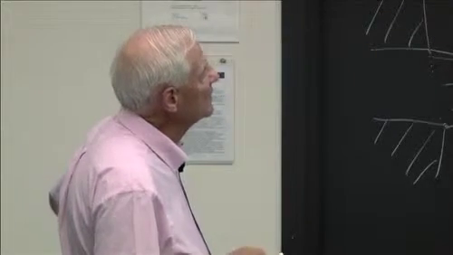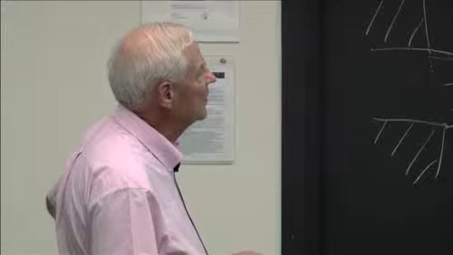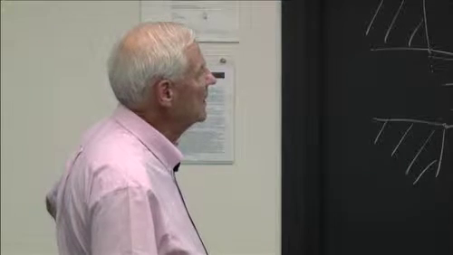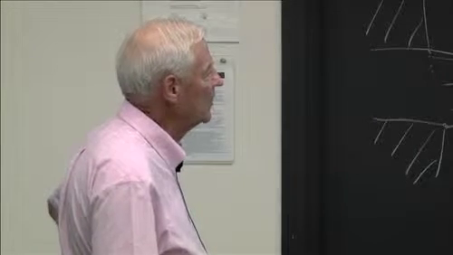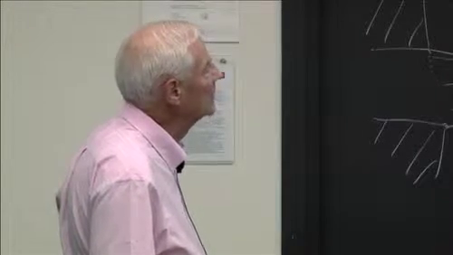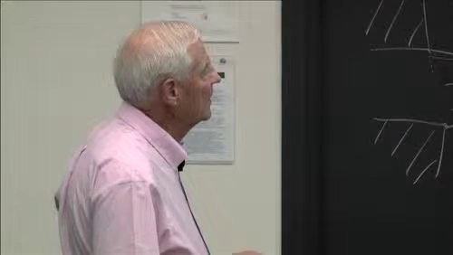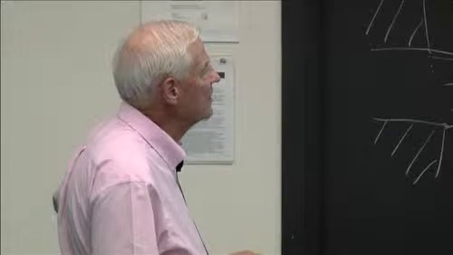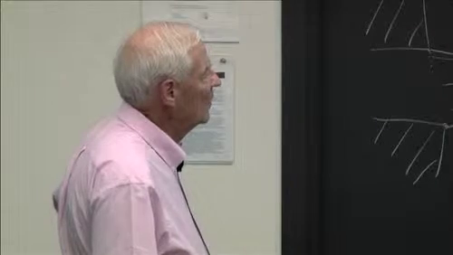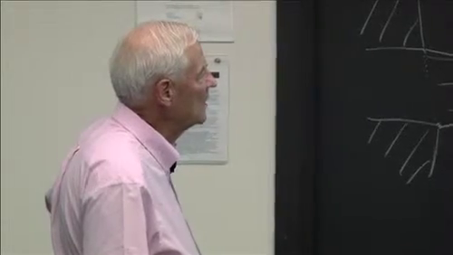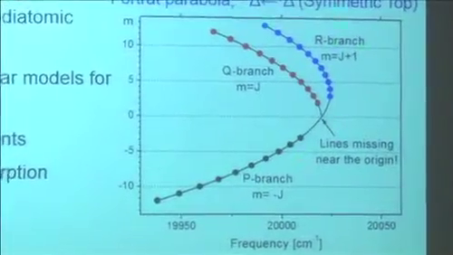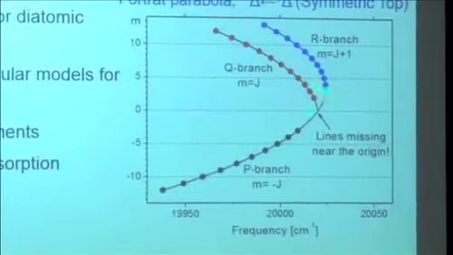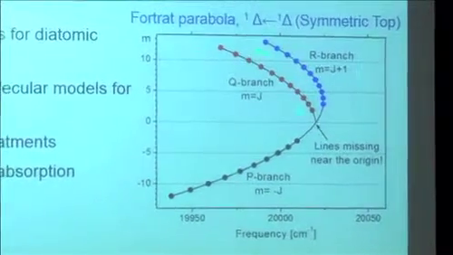On the right is the so-called Fortrat parabola. When you see this word Fortrat parabola, it usually means a parabola that reflects the positions of lines plotted versus frequency, in wave numbers, typically divided into 2 half planes. This is positive m and this is negative m, where by definition in the P branch m is minus J. So J is always a positive number, but m can be negative and helps us make this plot. Usually you have an R branch and a P branch. You sometimes have a Q branch.